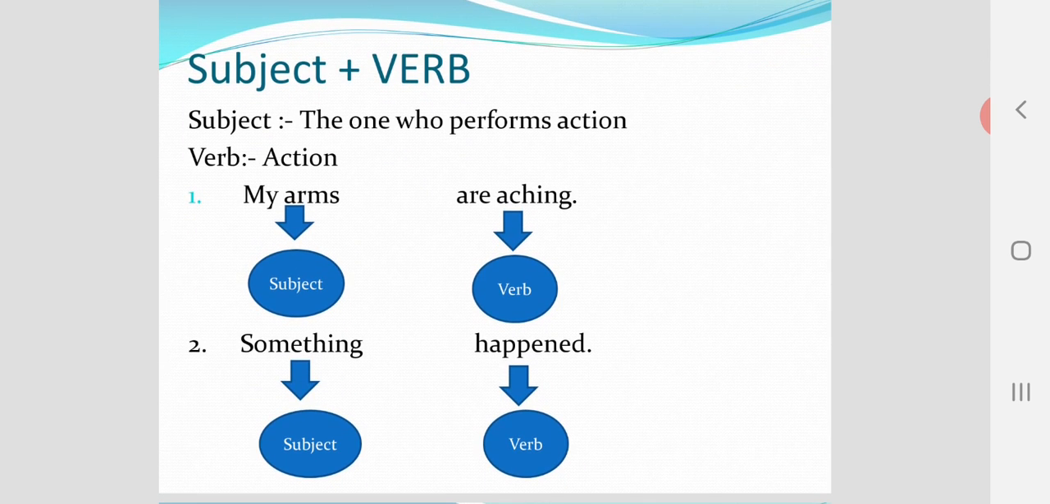Let's do first sentence structure. Subject plus verb. Subject is who or what performs the action and verb expresses what the action is. My arms are aching. So my arms here is subject and are aching is verb. Something happened. Something is subject and happened is verb. So this is the first sentence structure, that is subject plus verb. Subject is the one who performs action and verb expresses what the action is.